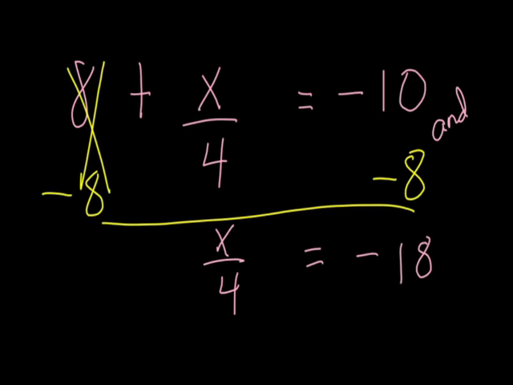Now we're dividing by 4, so we know the opposite is multiplying by 4. Do that on both sides. 4 on top, 4 on the bottom, cancel. And we're left with x equals negative times a positive is a negative, and then 18 times 4. Well, 4 times that 10 is 40. 4 times 8 is 32. 40 and 32 is 72. So our answer is negative 72.